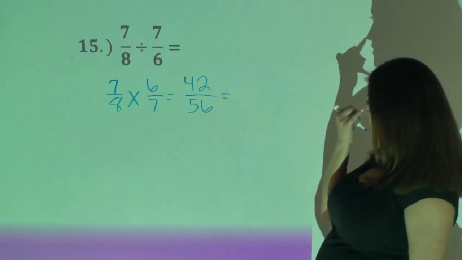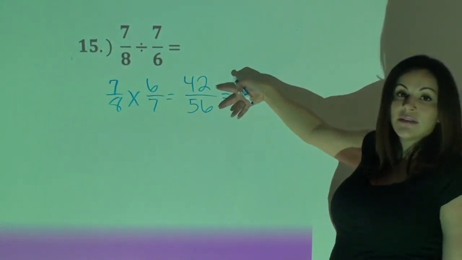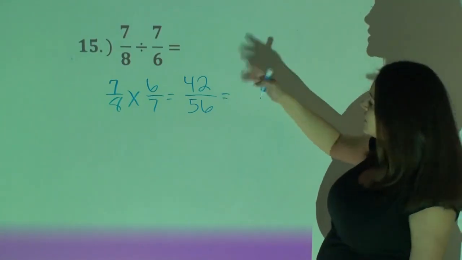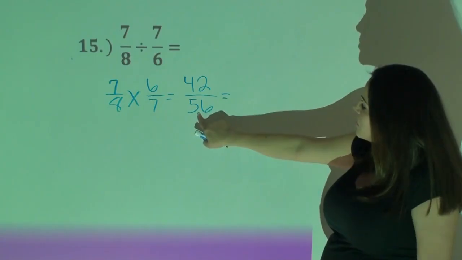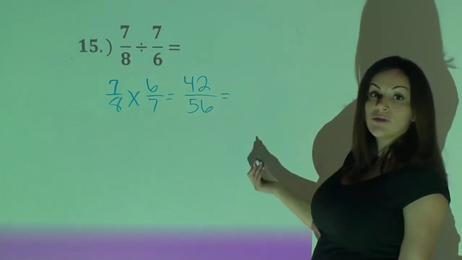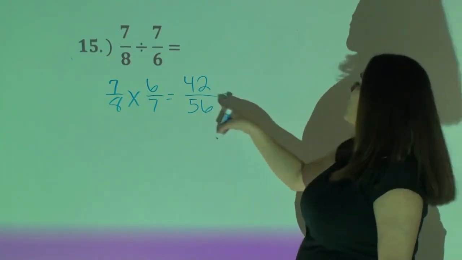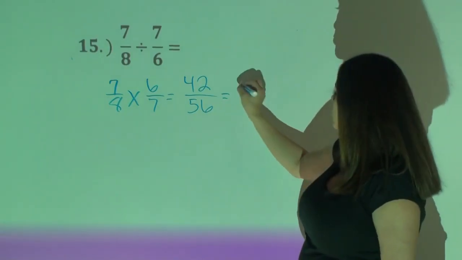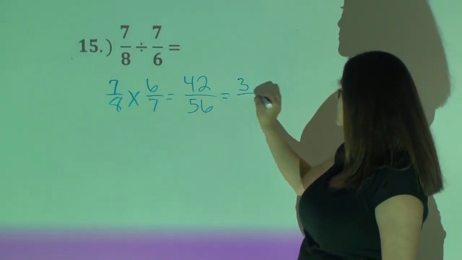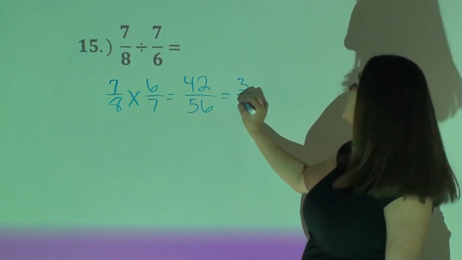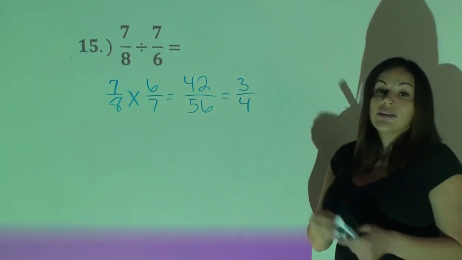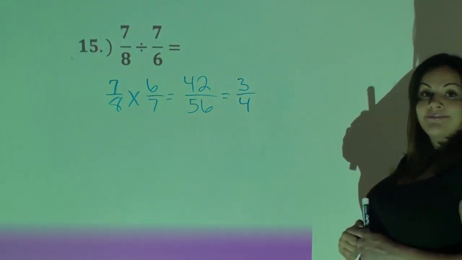And then we look to see, can we actually reduce this? And you could start dividing some numbers into these and see what you find. But 14 is going to be the largest number that goes into both of those. 14 goes into 42 3 times. And then we can reduce 56, 14 goes into that 4 times. So our final answer is 3/4.